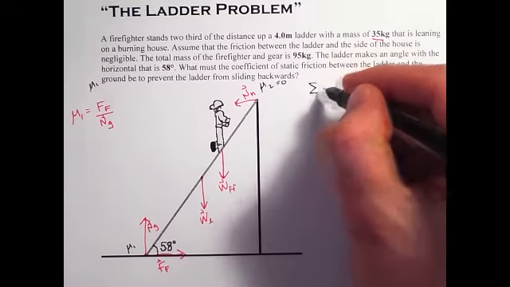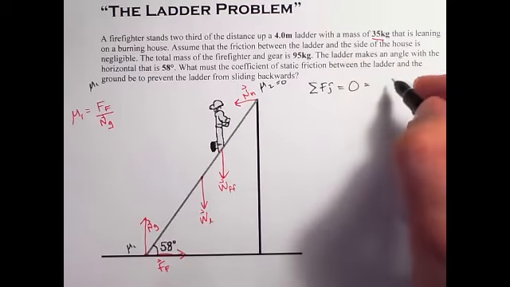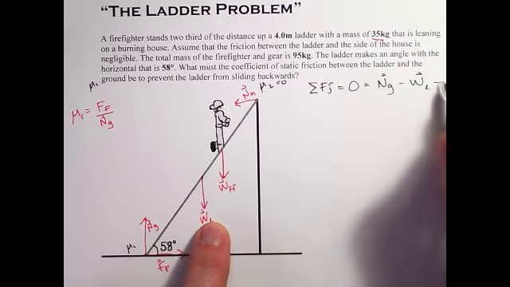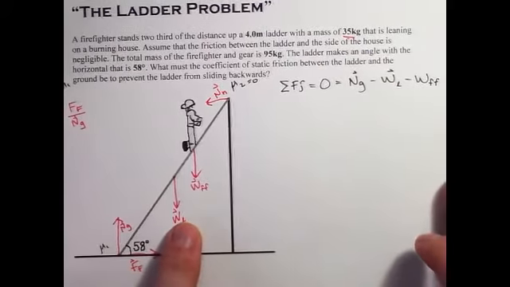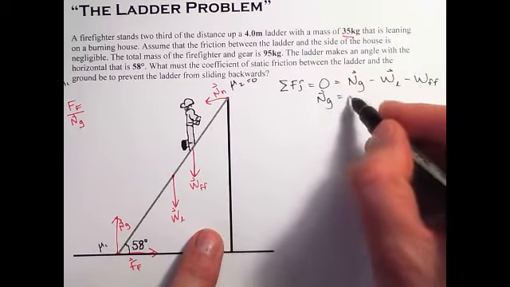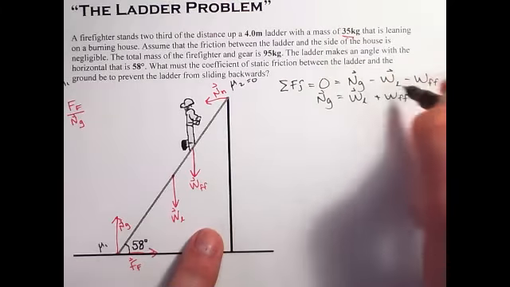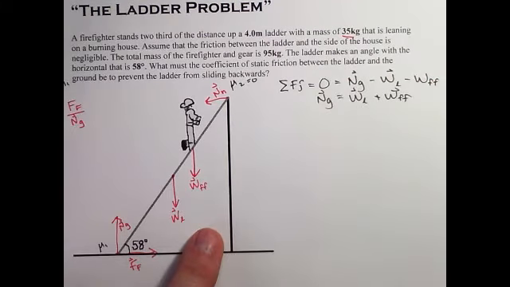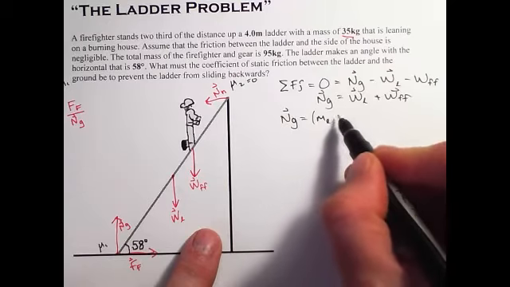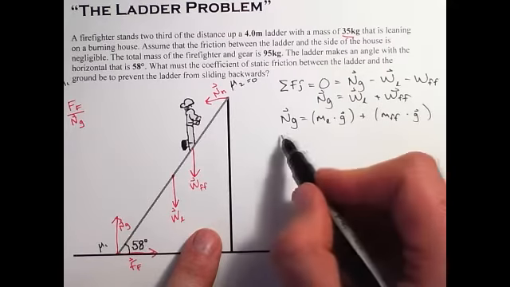We know that in static equilibrium, the sum of the forces in the vertical direction are equal to 0. And that's going to be equal to the normal force of the ground minus the weight of the ladder minus the weight of the firefighter. Let's just slide this back over. So the normal force of the ground is equal to the weight of the ladder plus the weight of the firefighter, after you rearrange it and get my vector signs in there. So the normal force on the ground is equal to the mass of the ladder times acceleration due to gravity plus the mass of the firefighter times acceleration due to gravity.